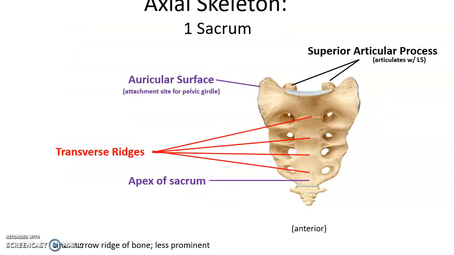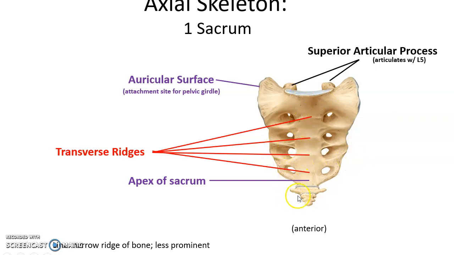The sacrum has a number of important surface features, including its own superior articular processes that form joints with the L5 lumbar vertebra. On its lateral sides, it has this rough area that is the auricular surface. The auricular surface is what makes an attachment with the pelvic girdle, aka the hip bones, aka the os coxae.